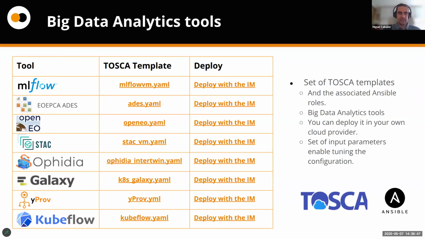So this is the list of the main big data analytics tools that have been deployed within the project. In the slide, you have the links in order to see the TOSCA template for each of the tools, and a link to access the IAM dashboard in order to deploy any of the tools. All these tools are composed not only of a TOSCA template, but also of Ansible roles that perform the configuration of the selected tool.